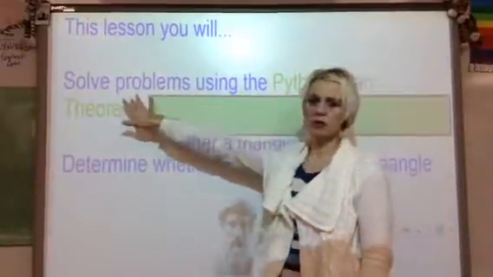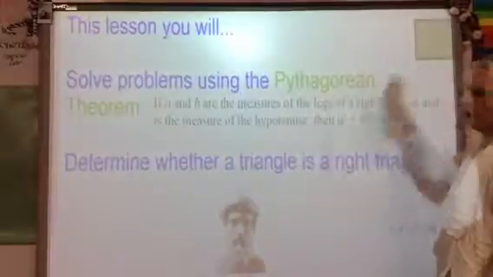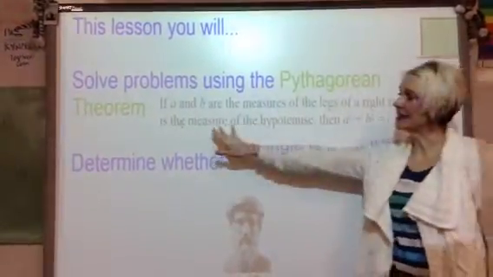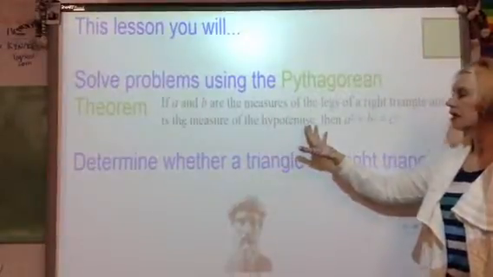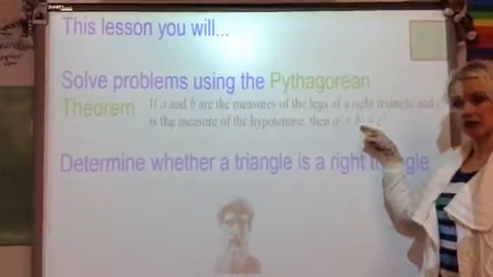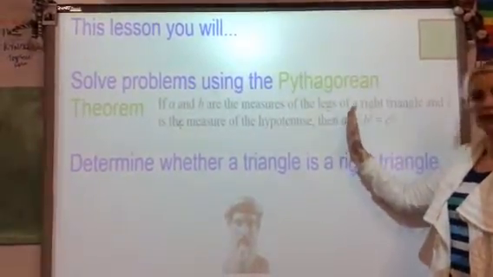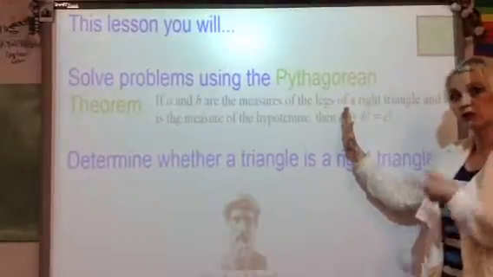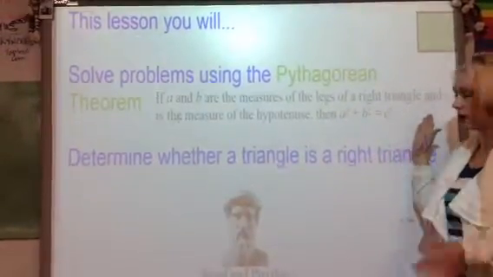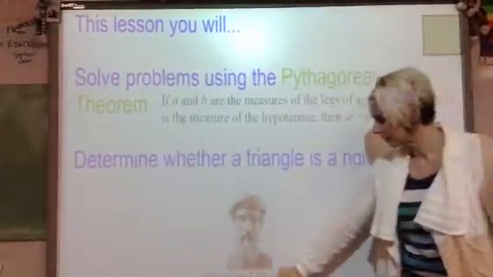In this lesson, you will solve problems using the Pythagorean theorem. The Pythagorean theorem states that if a and b are the measures of the legs of a right triangle and c is the measure of the hypotenuse, then a squared plus b squared equals c squared. That means you take one leg squared plus the other leg squared, and that will equal the hypotenuse squared. You'll also determine whether a triangle is a right triangle or not.